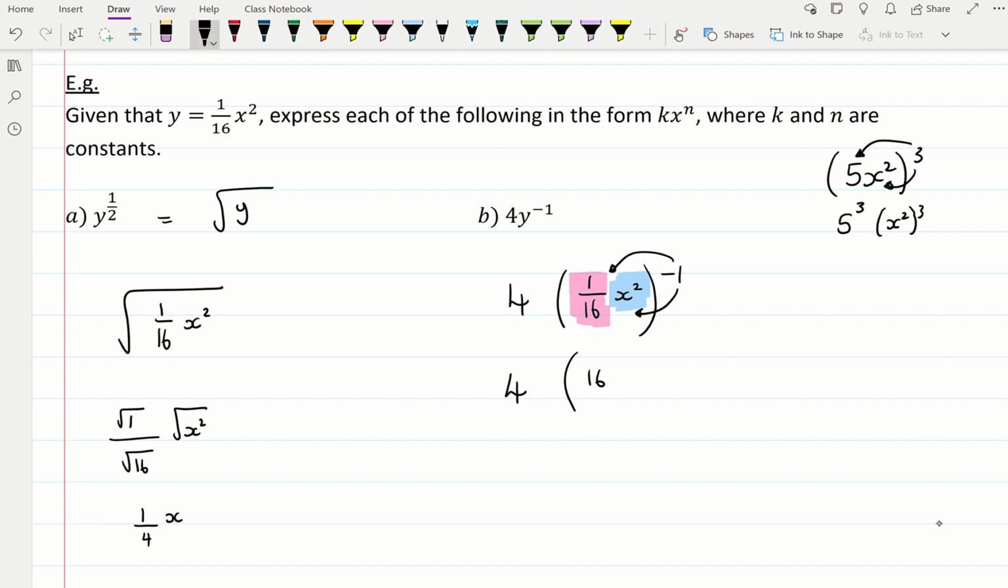And then what happens to x squared to the power of -1? Well, I multiply those two, so it gives me x to the power of -2. And this is a multiplication, so I could remove the bracket and put a multiplication instead. So I've got 4 times 16, which is 64, x to the power of -2. I don't need to turn it into 64 over x squared, because they told you to keep it in this form, so not to keep it as a fraction.